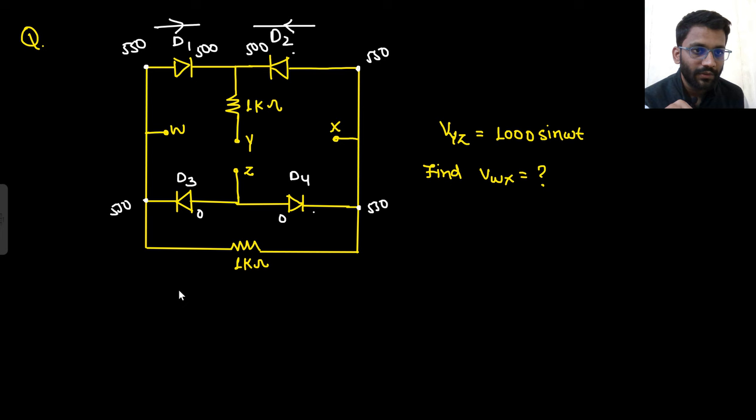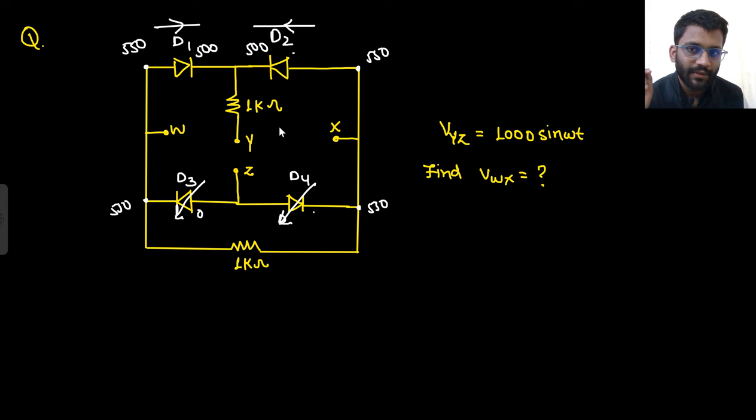D3 turns off. This will not drive any current. This will also not drive any current. D3 turns off, and D4 also turns off, right? And now the most important part comes. D1 is on, D2 is on, D3 and D4 are off. Now what is happening?